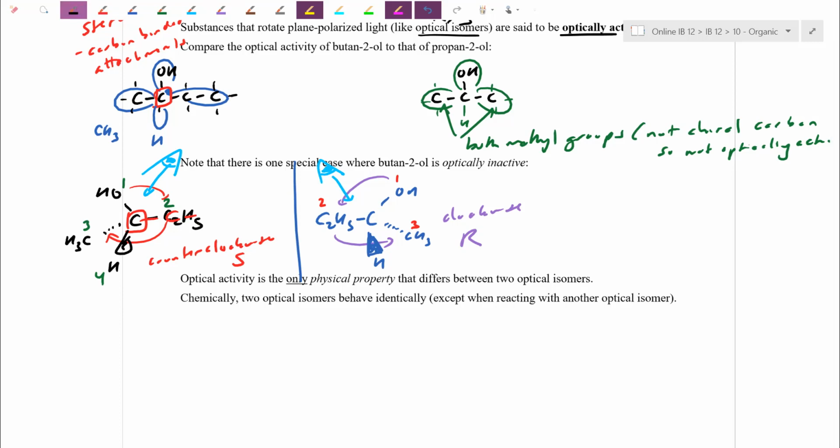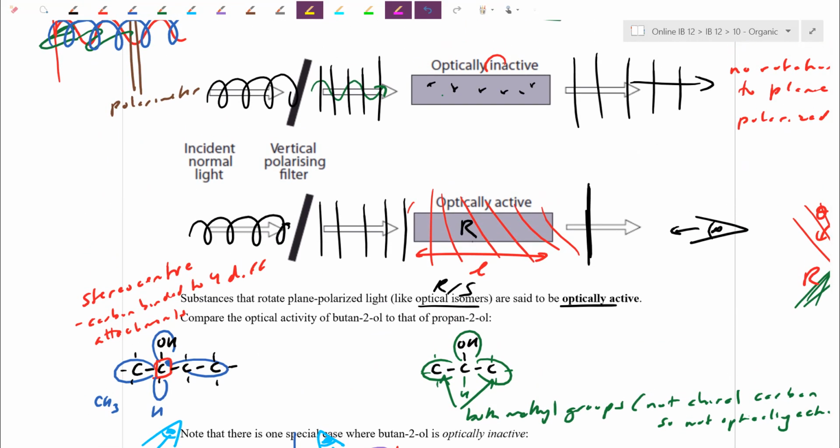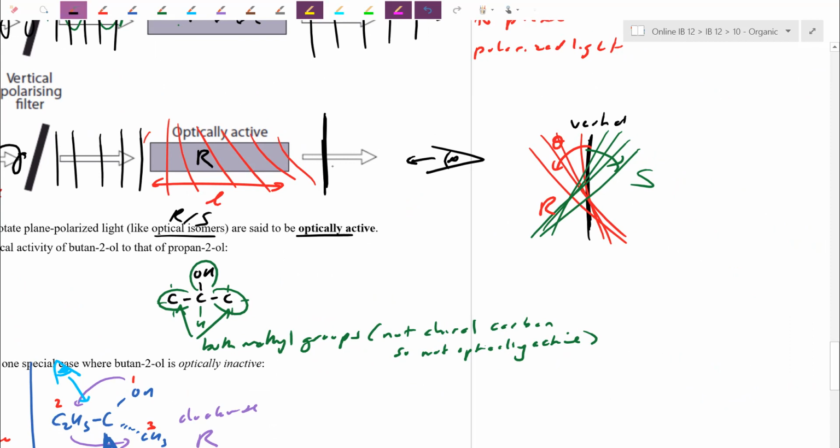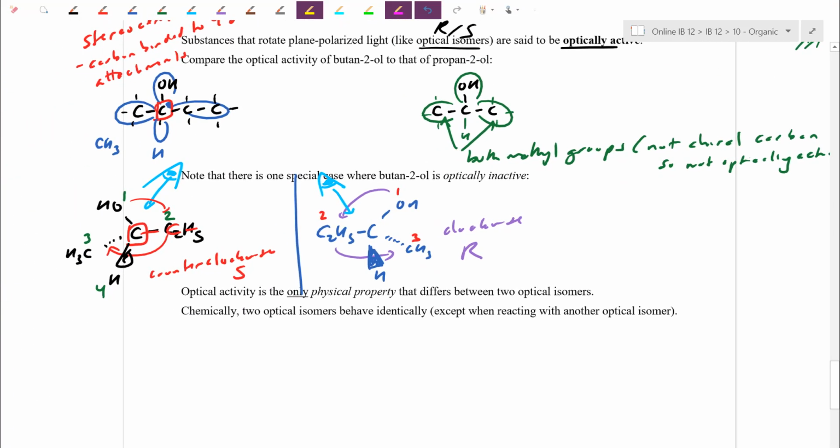So back to our picture here, if in my sample I just put R, it's going to rotate plane polarized light. This is me looking on it. I had expected the vertical just to come straight through, undeviated. The R is going to twist things one way, the S is going to twist things the other way. This is actually where in biology they end up getting D sugars and L sugars. That also refers to which way it twists. So these ones here are mirror images of each other. The relationship between these two is referred to as enantiomers.